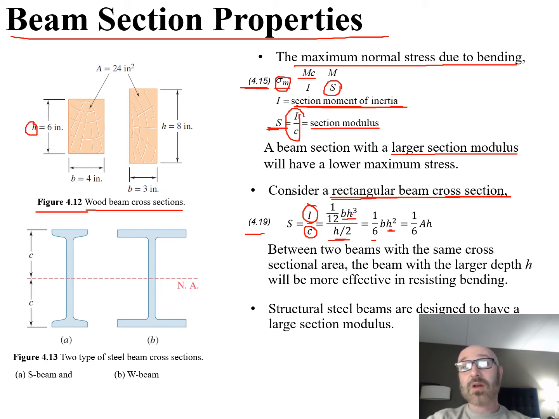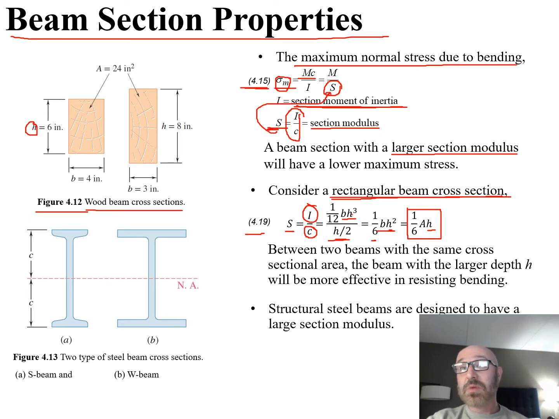Well, that b h squared, a base times the height is our area, leaving us with one more h. So we can reduce that down to 1/6 times the area, which is base times height, times our h value. Now what we can also see is that it's not just the cross-sectional area, but the shape of the cross-sectional area that comes into play, because you have that extra h value when you're considering the section modulus, which again ties back in to our sigma sub m up here.